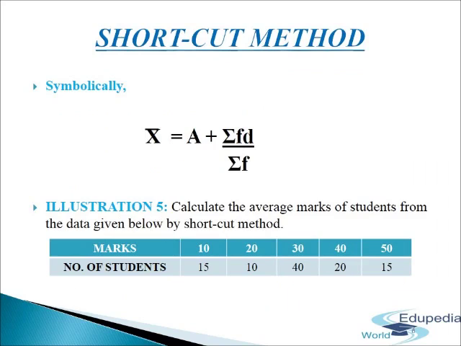Next we come to shortcut method. We can use this method to calculate arithmetic mean in order to simplify arithmetic calculations. Deviations taken from the assumed mean are multiplied with frequency to get fd. Symbolically it is written as x bar equals A plus sigma fd divided by sigma f, where x bar is the arithmetic mean of the series, A is the assumed mean, f is the frequency, and d is the deviation.